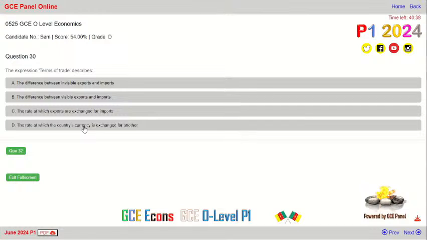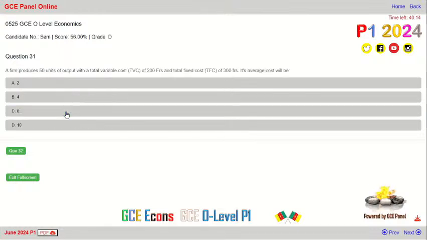The expression terms of trade describes. So let's see: the rate at which exports are exchanged for imports, the difference between visible exports and imports, the rate at which the country's currency is exchanged for another. Let's take C and C. Okay, we got it.